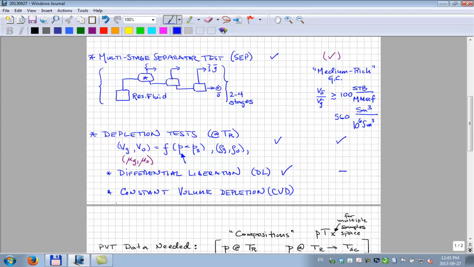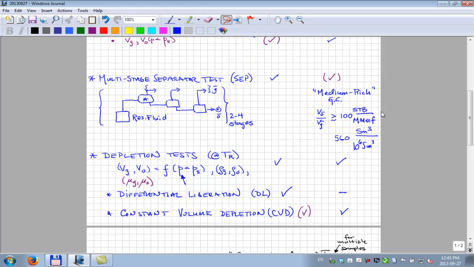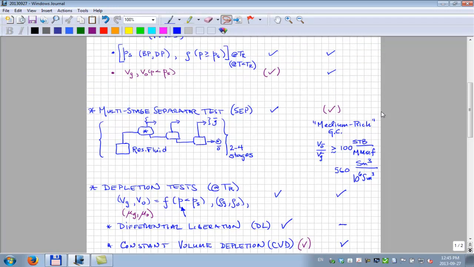For the constant volume depletion test, this is always what we conduct on these gas condensates, and it may be conducted on certain types of oils. Oils that have a very high gas-oil ratio. But it's something we'll come back to. It's called near critical oils, or it's unusual, but it can be used.